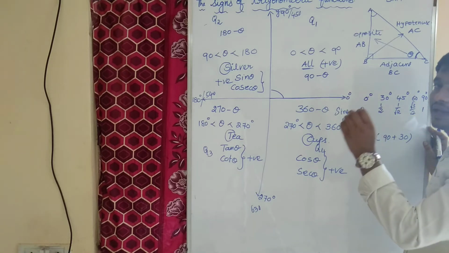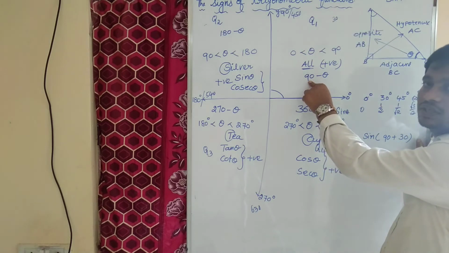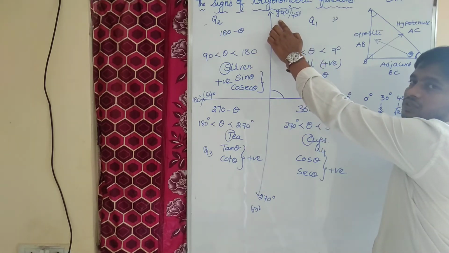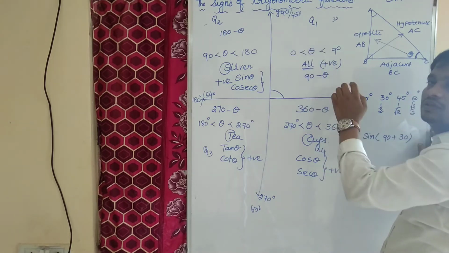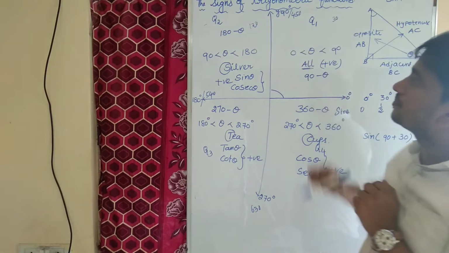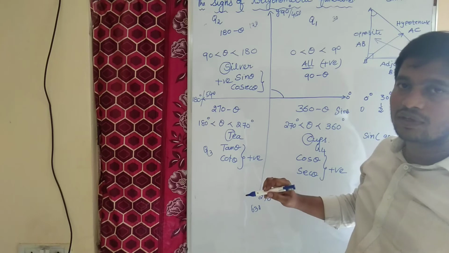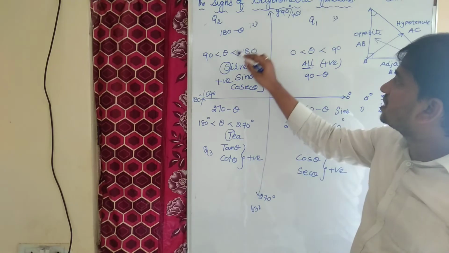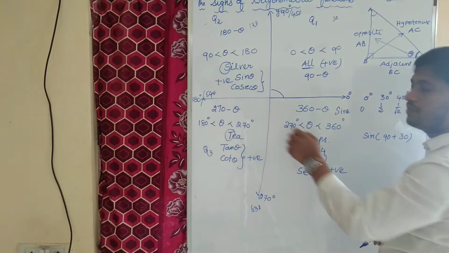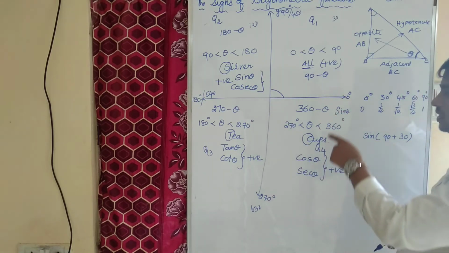I mean angle, for example 30 degrees. 30 degrees is in which coordinate? Because 30 lies between 0 and 90, that is first coordinate. Suppose I say 120 degrees, 120 degrees lies between 90 and 180, so it is in second coordinate. That's why we wrote 180 minus theta. Third coordinate is 270 minus theta, which is less than 270. Fourth coordinate is less than 360, so 360 minus theta.